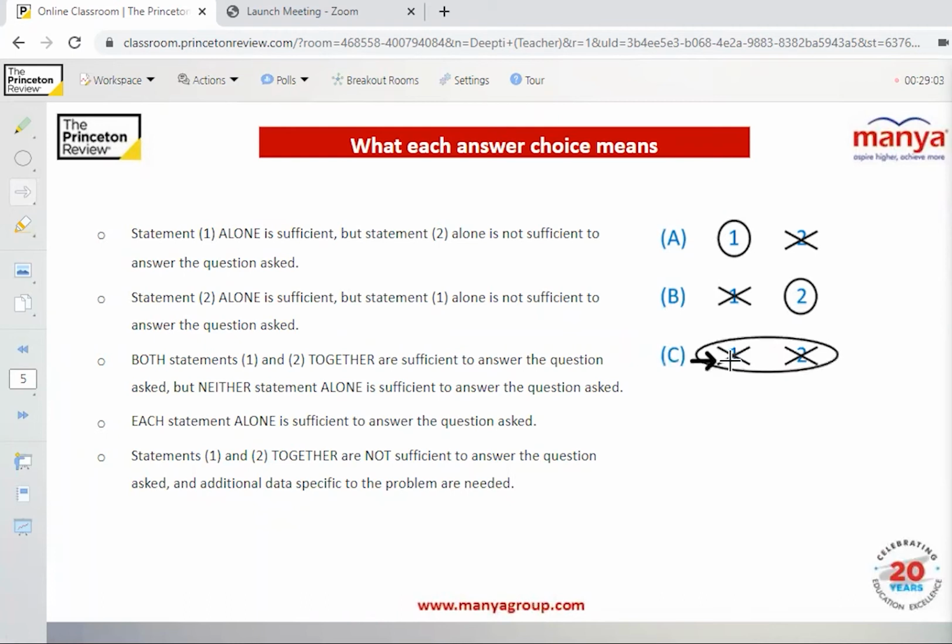Option C means both statements 1 and 2 together are sufficient to answer the question asked, but neither statement alone is sufficient to answer the question asked. Option D means each statement alone is sufficient to answer the question asked. Option E means statements 1 and 2 together are not sufficient to answer the question asked, and additional data is required to answer the question.